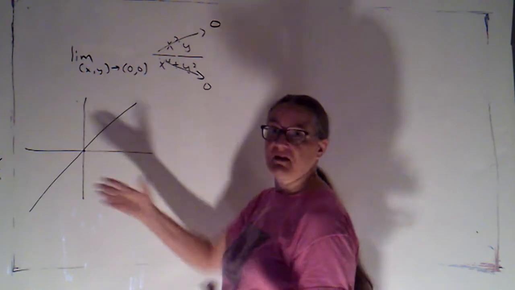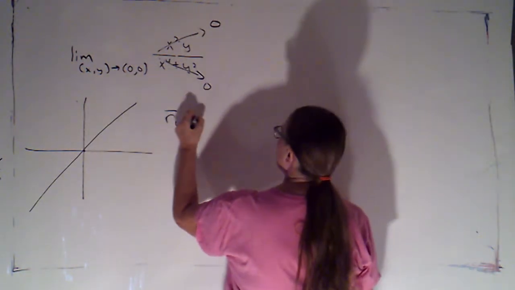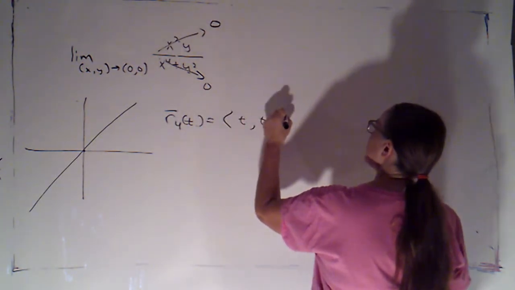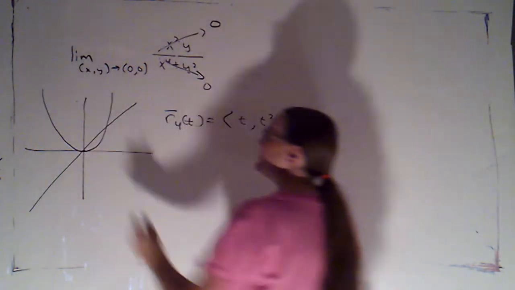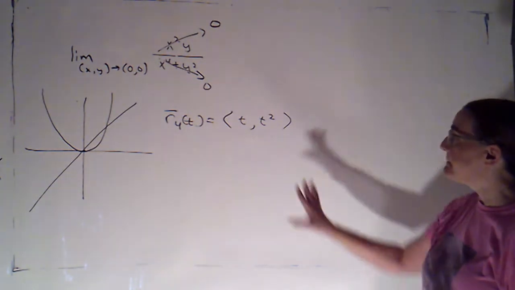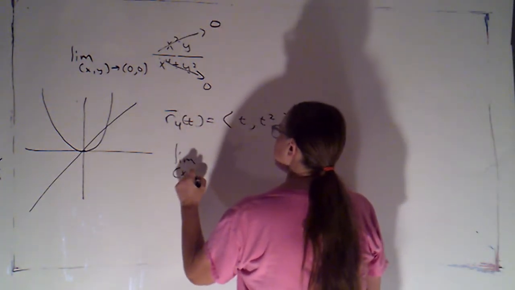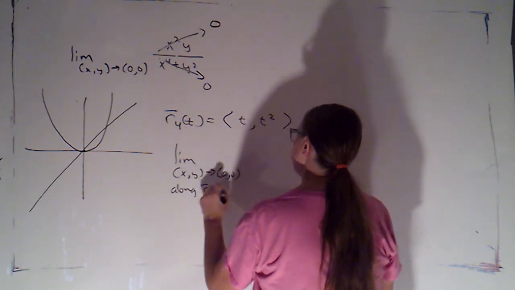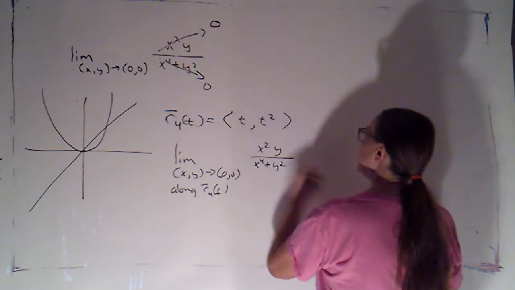All power functions go through the origin. So I'm going to try r4 of t to be t, t squared. That's just y equals x squared. That's my beautiful parabola, and that goes through the origin as well. Let's take a look at what happens there. If I look at the limit as (x, y) goes to (0, 0) along r4 of t, x squared y over x to the fourth plus y squared.